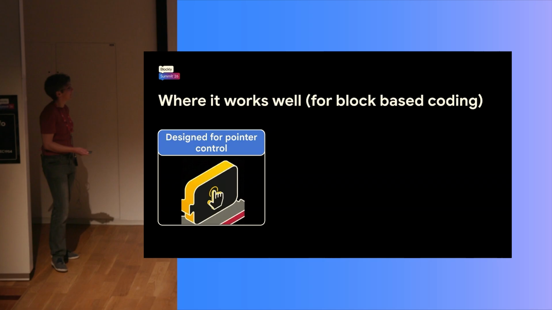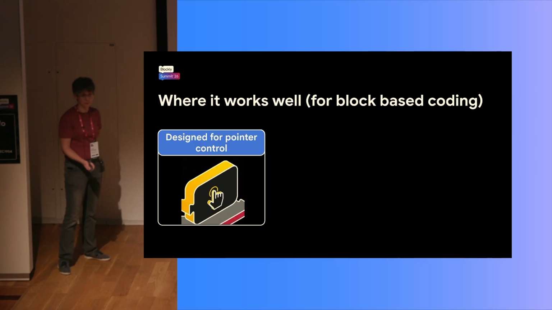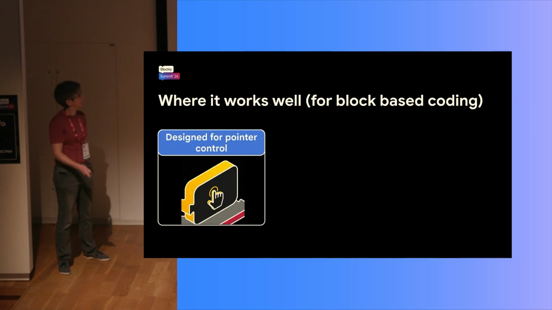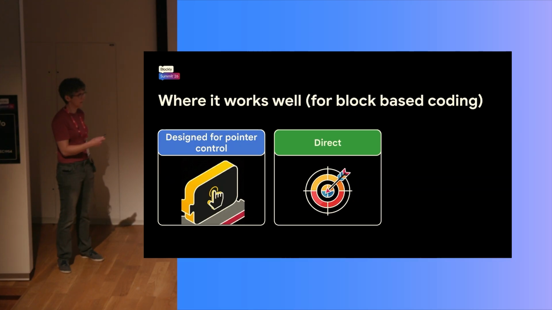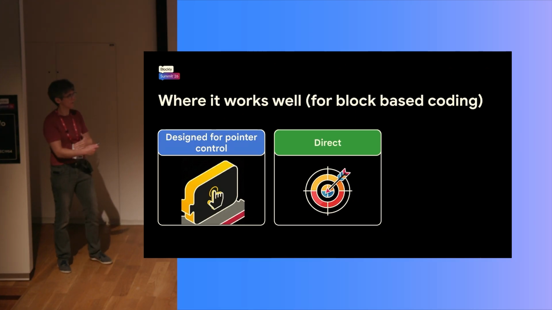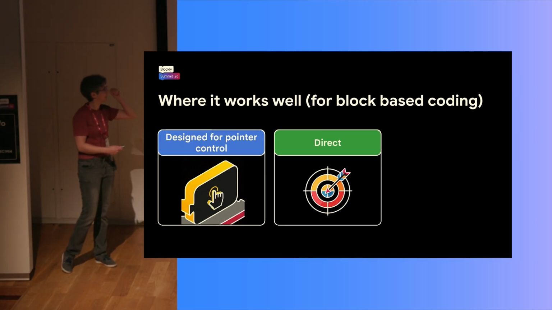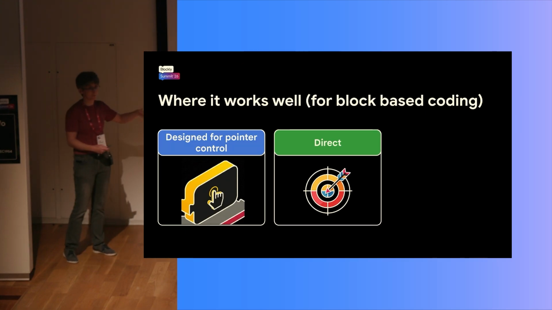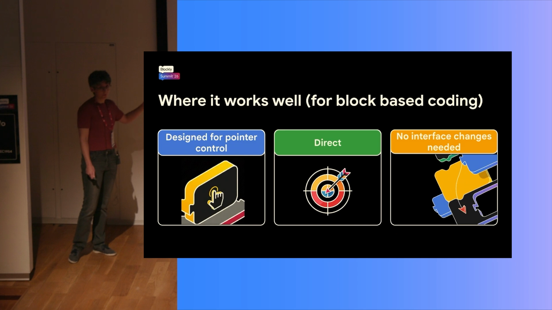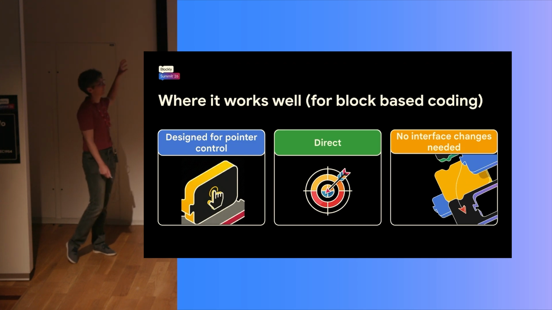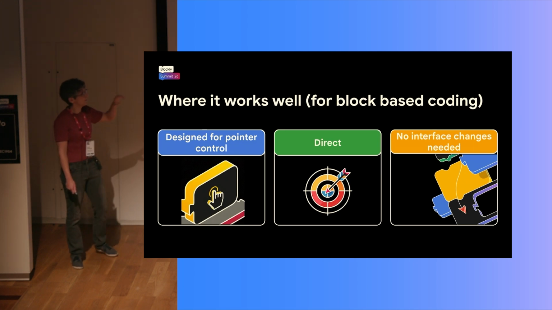Well, actually, block-based coding was designed from the start for pointer control, whether that's mouse control or touch. So the paradigms map very naturally. It's really direct. Sometimes when we ask users to use assistive tech to operate an interface, they have to learn an indirect mapping from what they can do and how that works in the interface, whereas this is just point and click. You want to move a block, you look at it, you move it, you click on it.